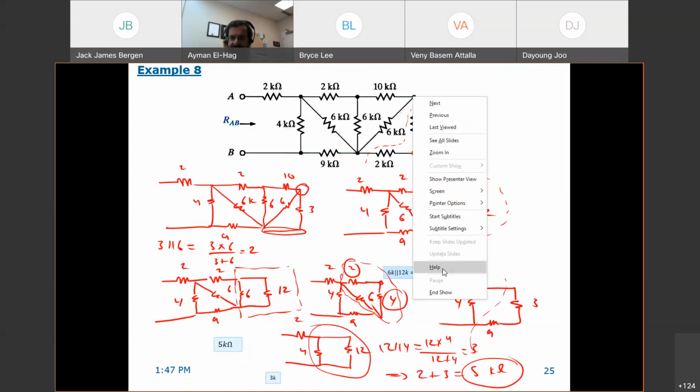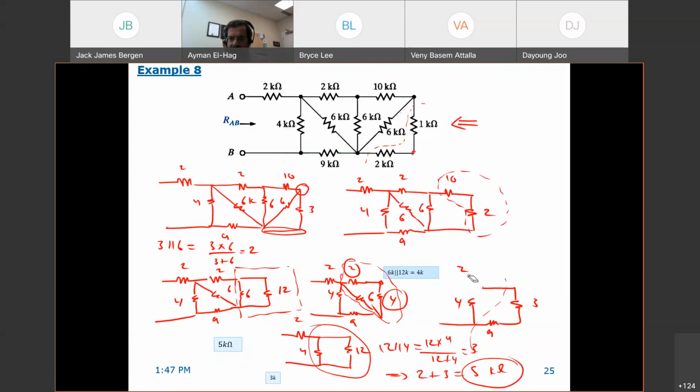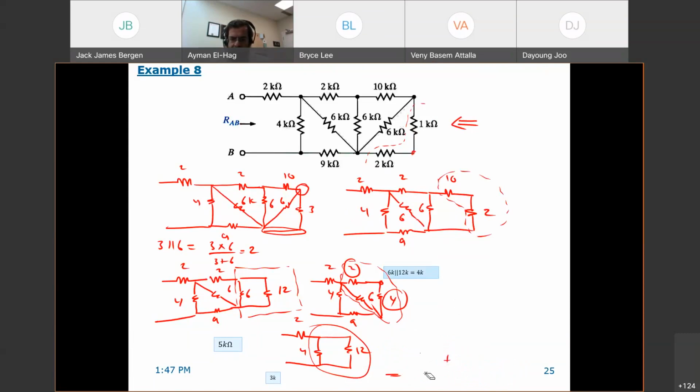Okay, let me take out the eraser. Let me remove all of those. We do it slowly here. Okay.